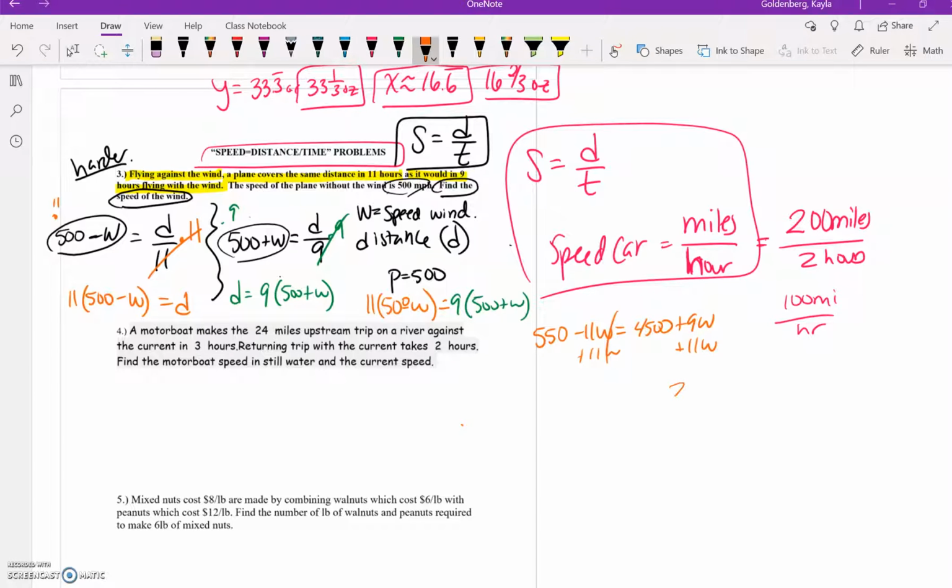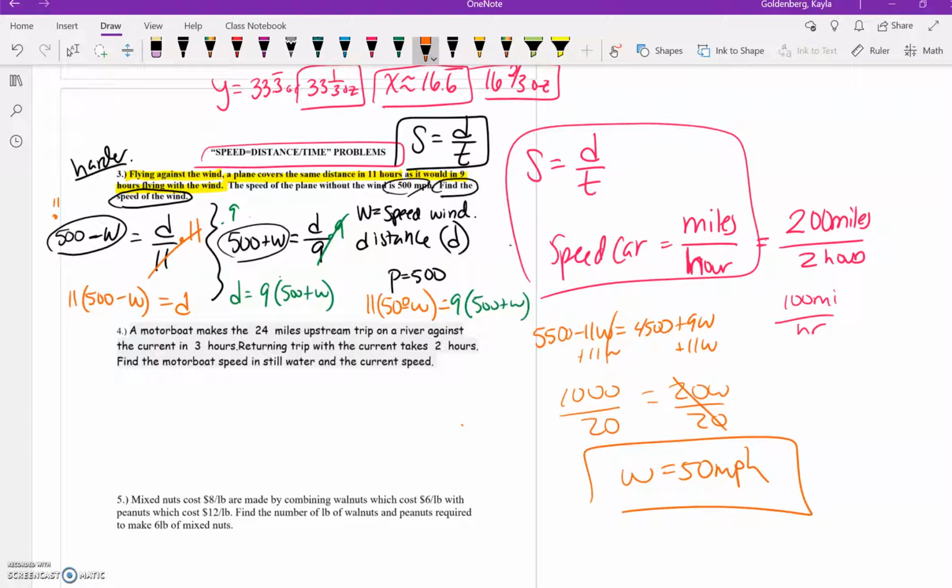So it looks like we're going to get about 20W is equal to, and I think I missed a 0, so if we look at this number, it should have been 11 times 500. So it should have been an extra 0 to get 5,500 minus 4,500, which is 1,000, divided by 20. Looks like W is going to be about 50 miles per hour.